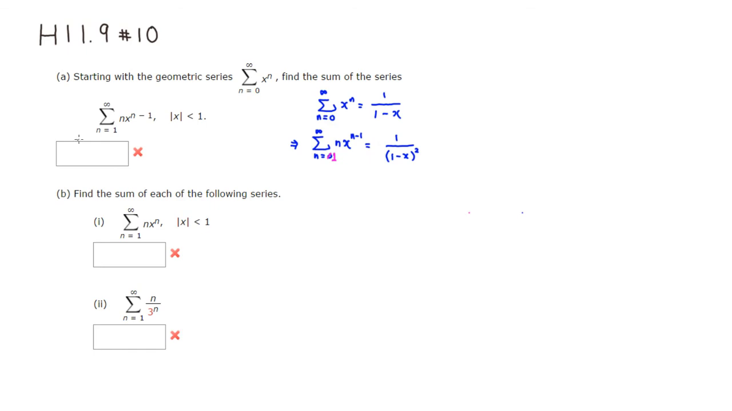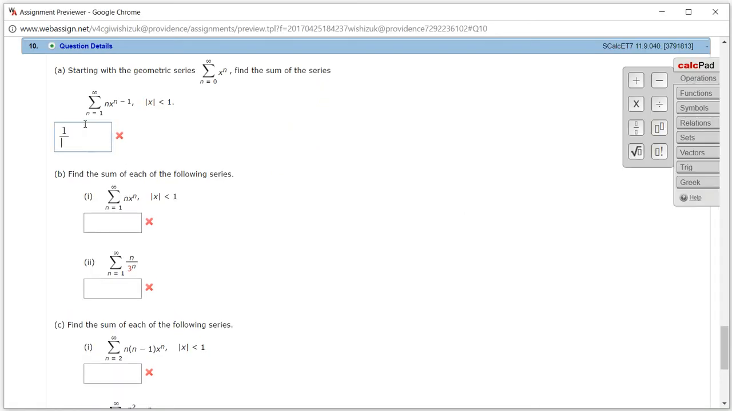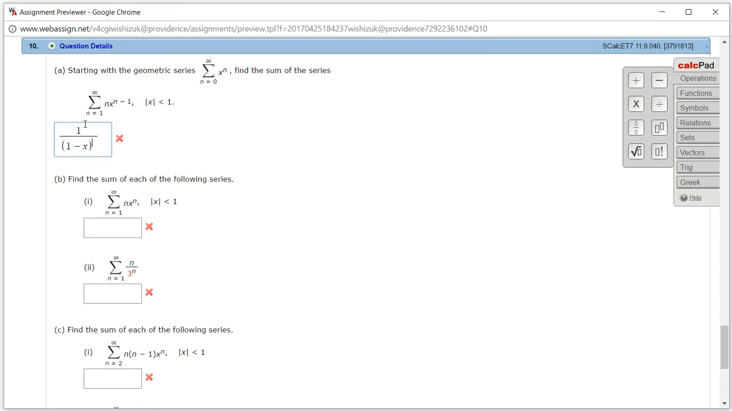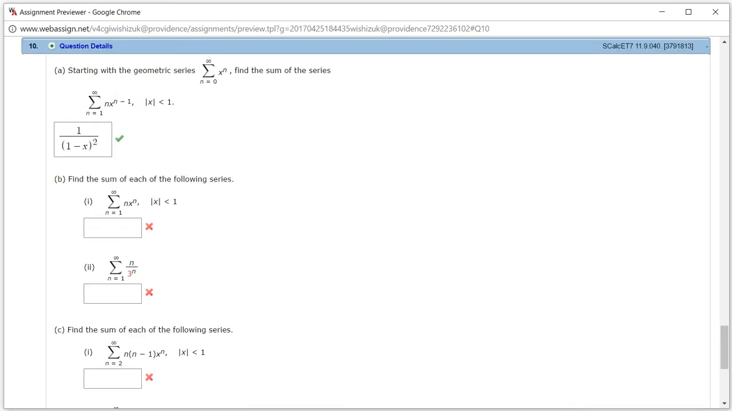So we have 1 over the quantity 1 minus x squared. Let's type it in just to make sure. So we got 1 over 1 minus x squared. Let's check the answer. All right, we got this one correctly.